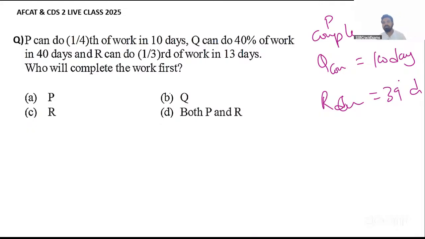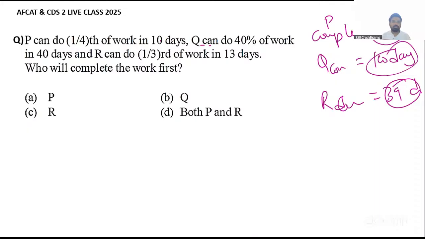So who will do the first? Tell me. Since one is completing in 40 days, one in 100 days, and one in 39 days, who will do the first? It is R only. Very good. Did you understand the question?